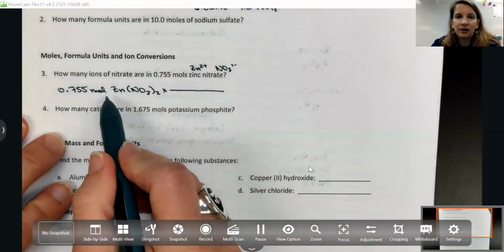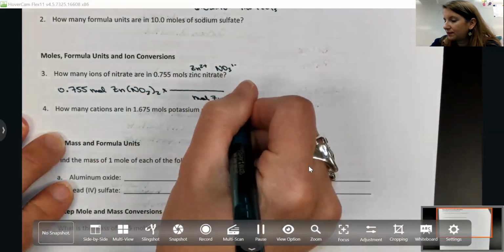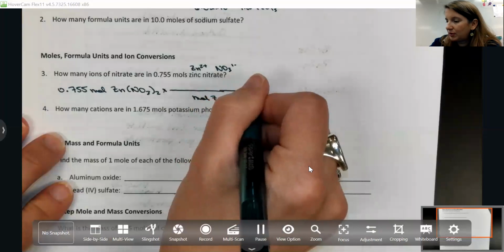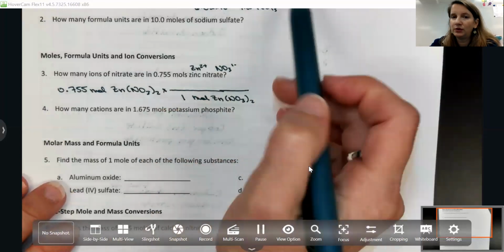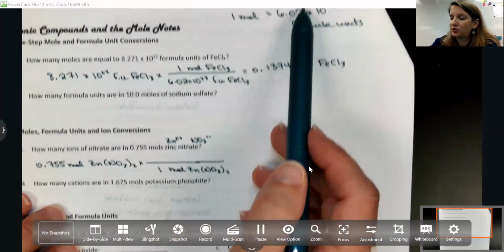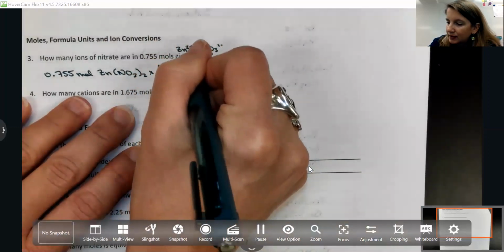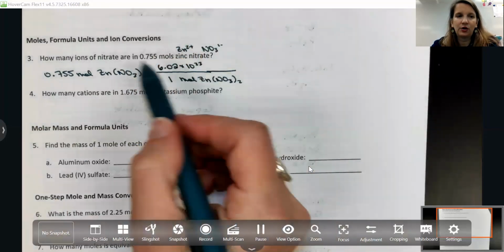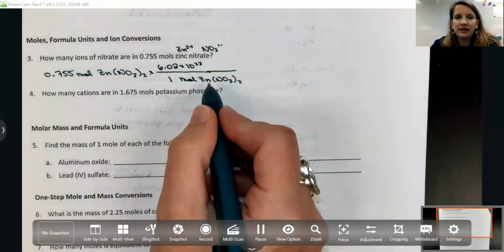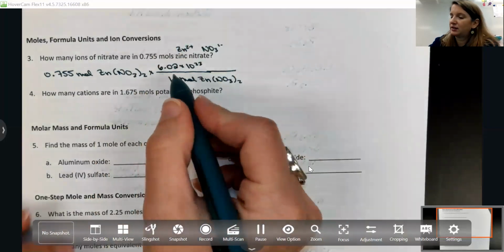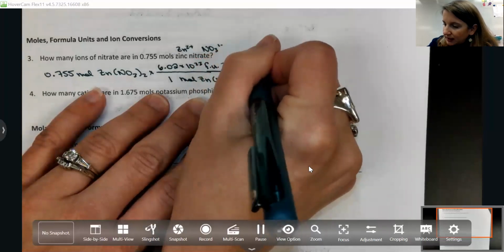So the unit that I'm going to put on the bottom is moles because I've got moles over here. So I have to have moles of zinc nitrate down here at the bottom. And the number that I put with moles is always going to be 1. Now, I know that 1 mole is equal to 6.02 times 10 to the 23. So I can put 6.02 times 10 to the 23 up here. But you want to be careful, okay? Don't put ions of nitrate just because you're looking for ions of nitrate. We're still talking about zinc nitrate. So I've got 6.02 times 10 to the 23 formula units of zinc nitrate because that's an ionic compound.